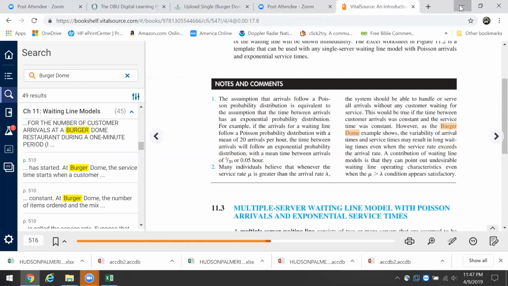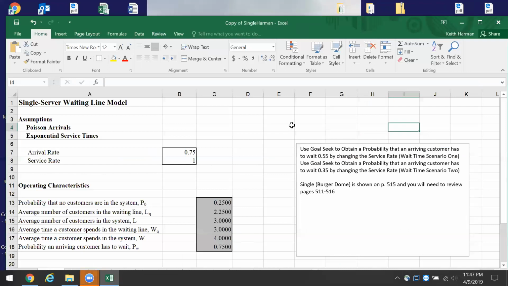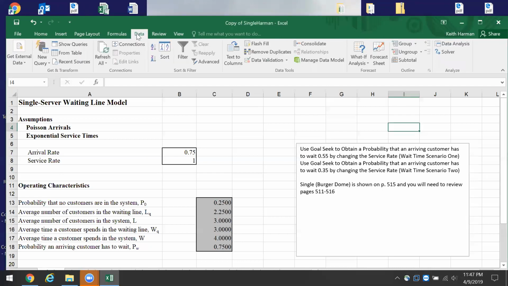So I'm going to go back to our Excel file that we had, and here's the single server waiting line. This is Burger Dome. And they give us some instructions. We're going to use goal seek to obtain a probability that an arriving customer has to wait of 0.55. So we're going to click data, and that's going to be under the what-if analysis.